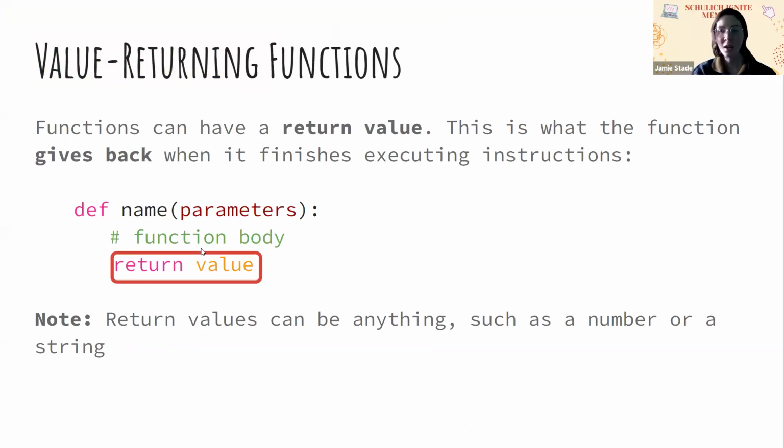Okay, and the last part of the function we need to go over is the return value of the function. So this is what the function is going to give back when it finishes executing its instructions. So return value can be anything. Any of the data types we've learned so far, strings, integers, booleans, etc.